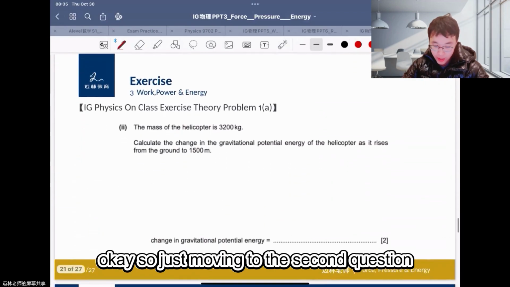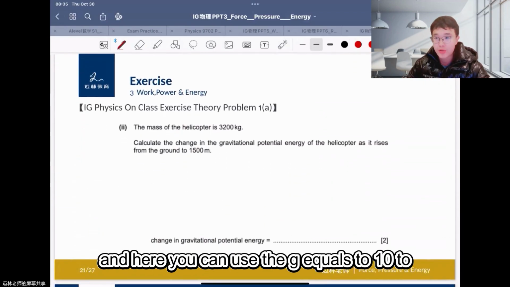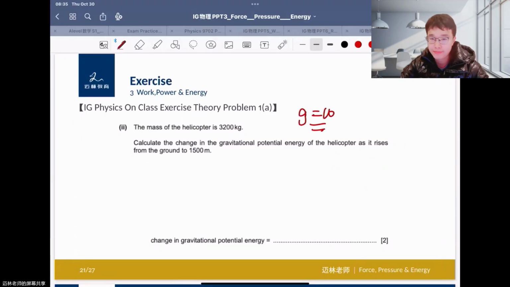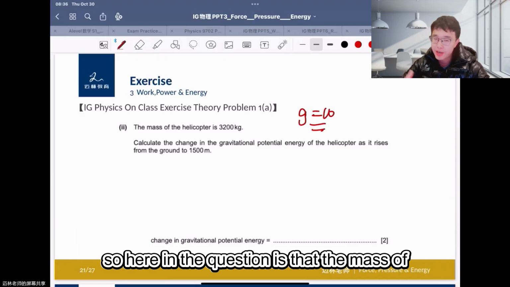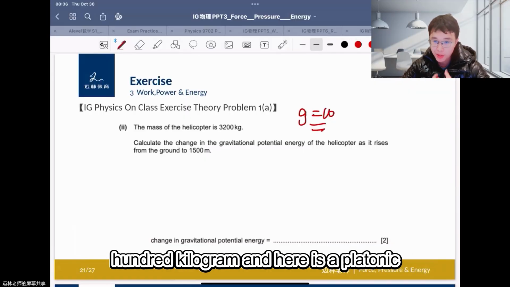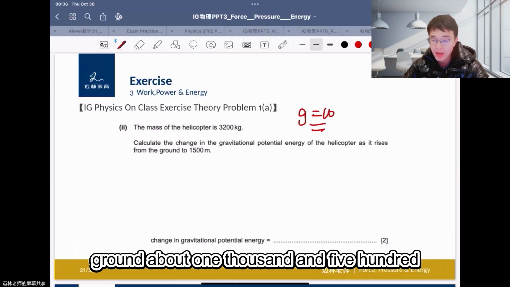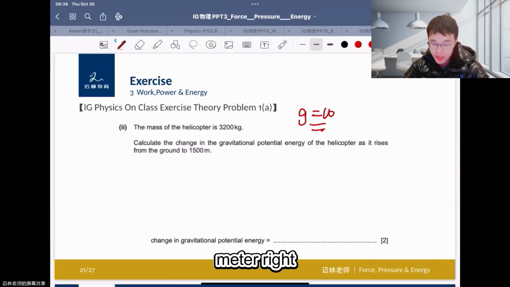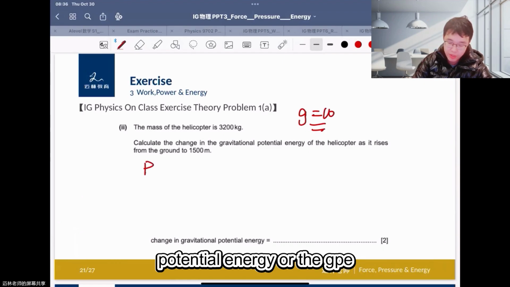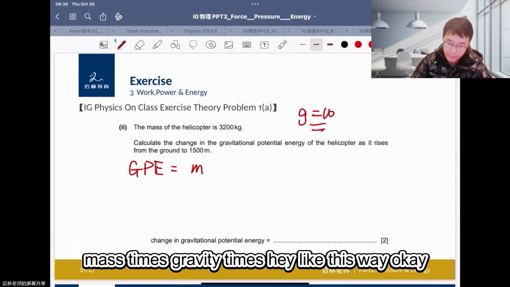Okay, so just moving to the second question, and here you can use g equals 10 to solve the problem. Okay, g equals 10 right here. So the question is that the mass of the helicopter is 3,200 kilograms, and here is the potential energy of the helicopter as it rises from the ground about 1,500 meters, right? So after that, you can use the formula that the potential energy, or the GPE, equals mass times gravity times height, okay?